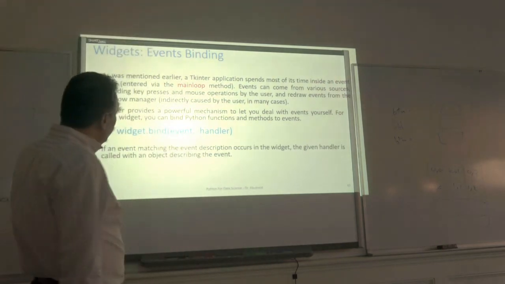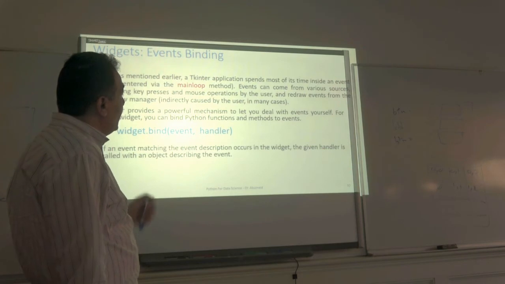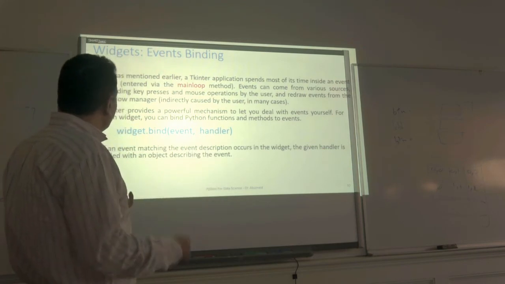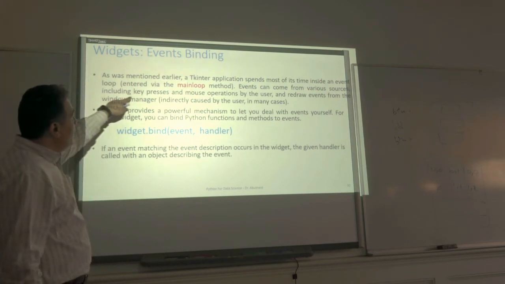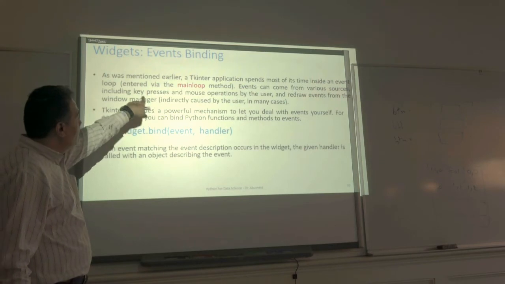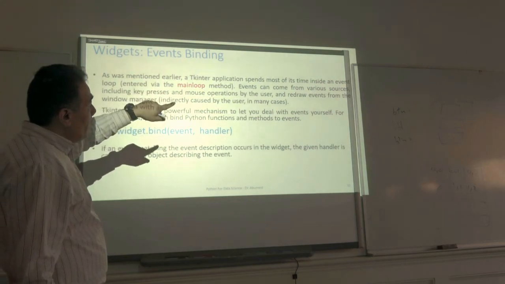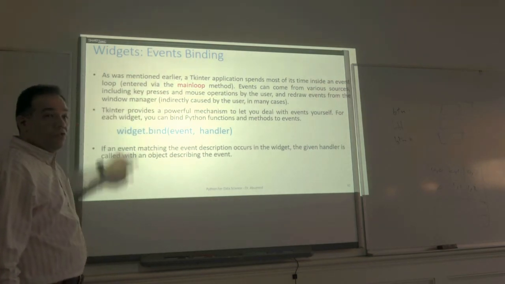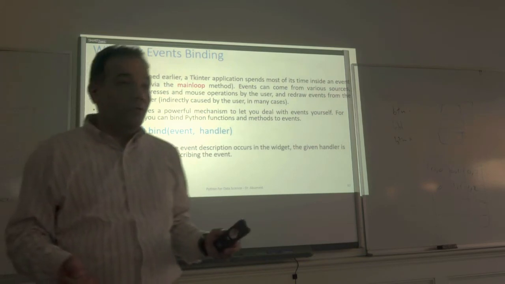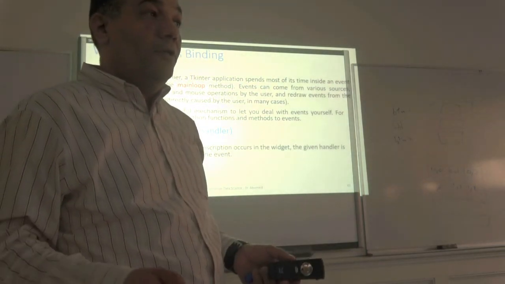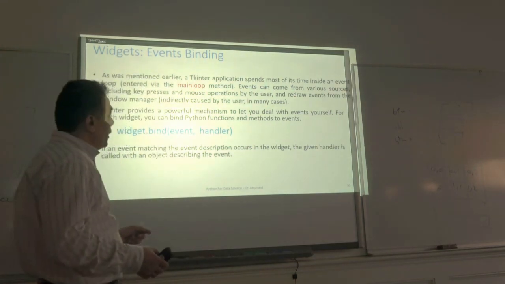So as was mentioned earlier, Tk interpretation spends most of its time inside an event loop, entered via mainloop. Events can come from various sources, including key presses and mouse operations by the user, and redraw events from the window manager. What is redraw? If you resize, for example, you're redrawing the window. If you expand, if you minimize, you're redrawing. So what is the action for that to happen? Okay? Indirectly caused by the user in many cases.